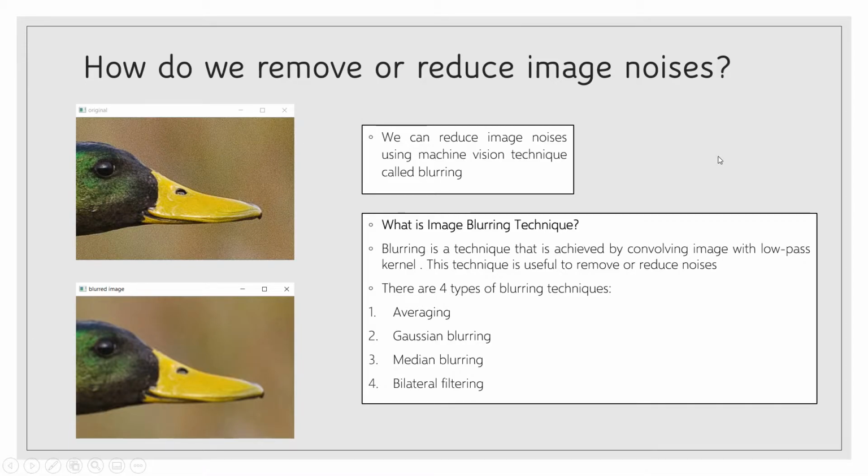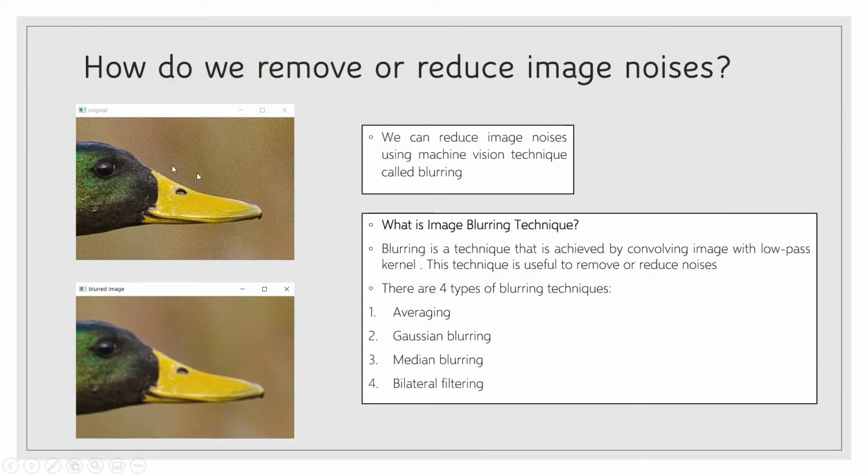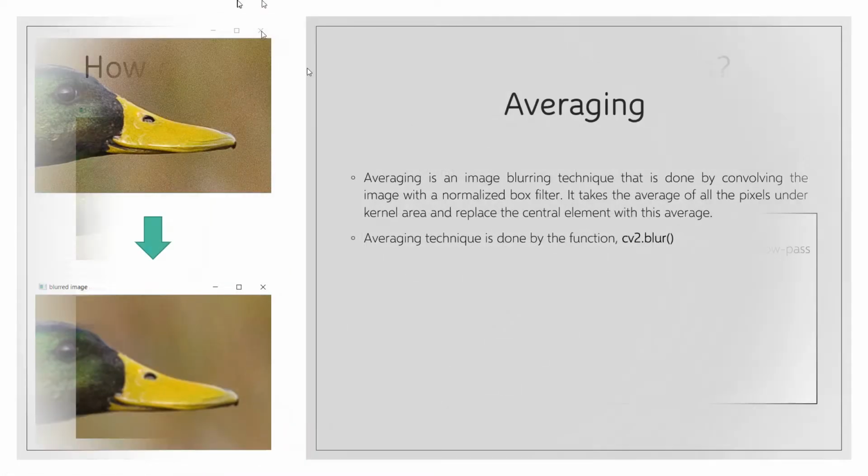Starting from averaging. Averaging is an image blurring technique that is done by convolving the image with a normalized box filter. It takes the average of all pixels under the kernel area and replaces the central element with this average. The averaging technique is done by the function cv2.blur. As you can see right here, this is the example of the averaging technique. So this previous image is using the averaging technique, just like here.